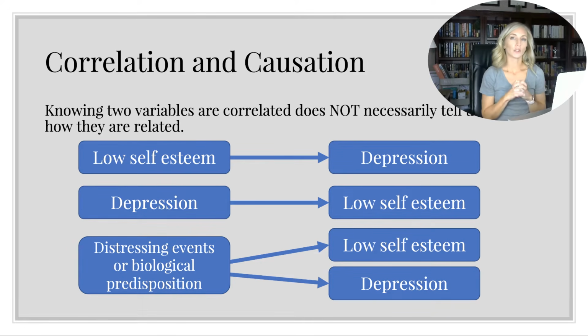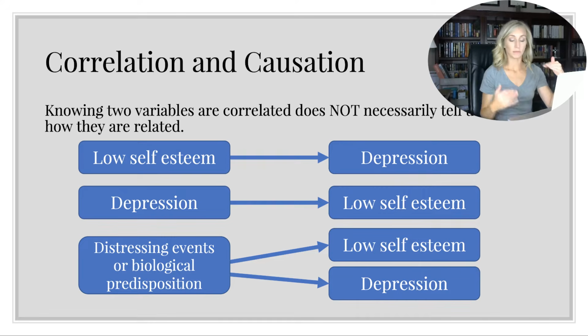Knowing two variables, height and weight, height and temperament, gas used in miles, something like that, knowing that two variables are correlated or related does not necessarily tell you why or how they're related. And it certainly doesn't tell you the direction of the relationship, meaning which one causes the other. Here's an example for you.